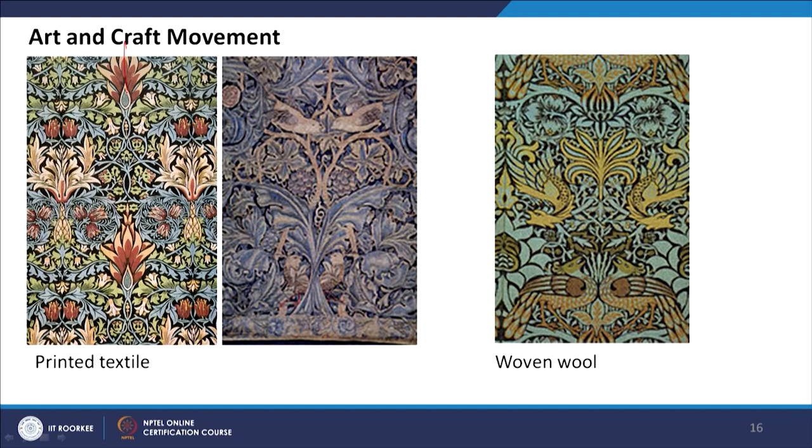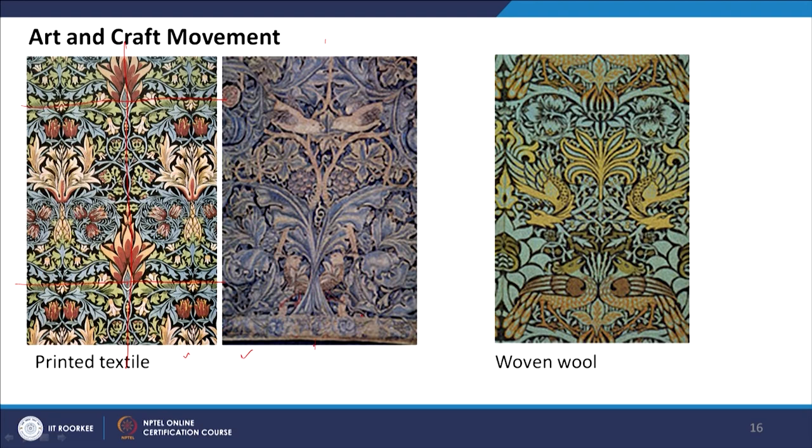So here are some other examples of tessellation. So this is a mirror line you can see, and then this is getting repeated here. This is the line, the same design will get repeated. So these two are printed textiles again by William Morris.